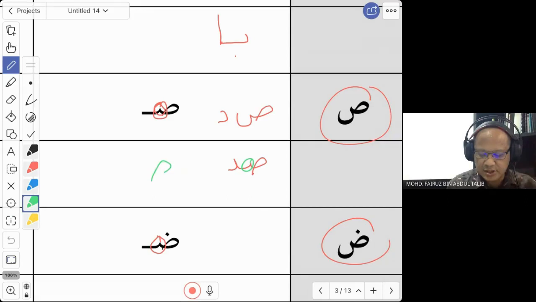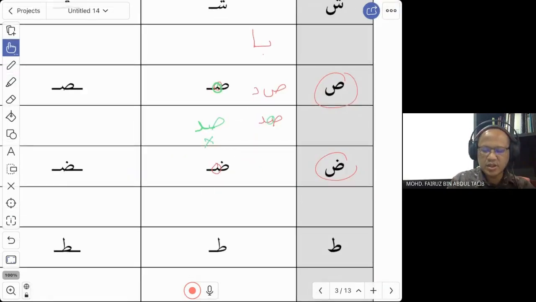Don't do this, sod and dal. This is wrong, because for the letter sod, you need to have this middle part. So do this and then only you link to the next letter. So now you have sod linked to dod. That is sod and dod. The same goes for dod.